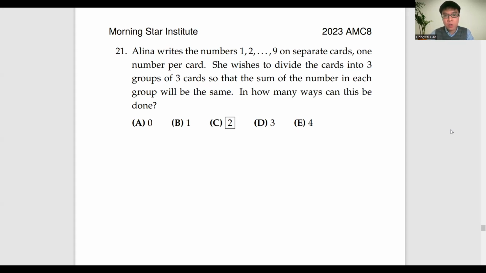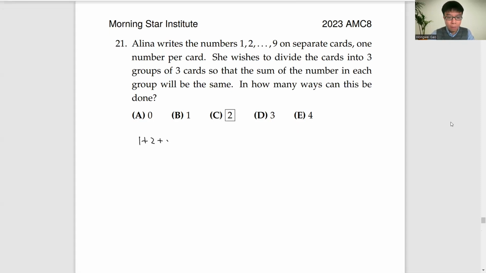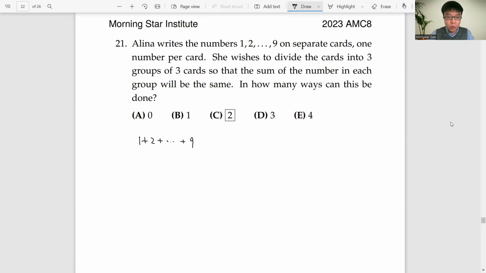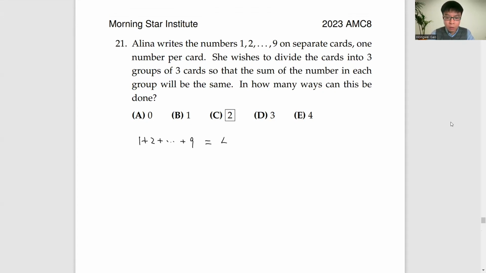Now let's first consider the sum of these 9 numbers. It's an arithmetic sequence. Easily we can get the sum to be 45. So it's divided into 3 groups. That means each group will have the sum to be 15. Now let's just consider how to get 15 by using 3 numbers.